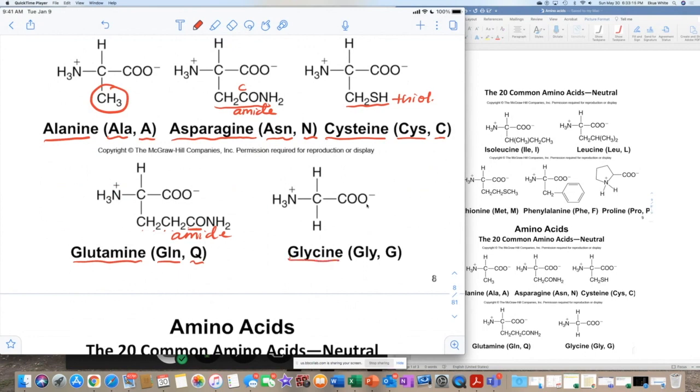And then we have glycine, which we saw before, GLY. This is hydrogen right here, or G.